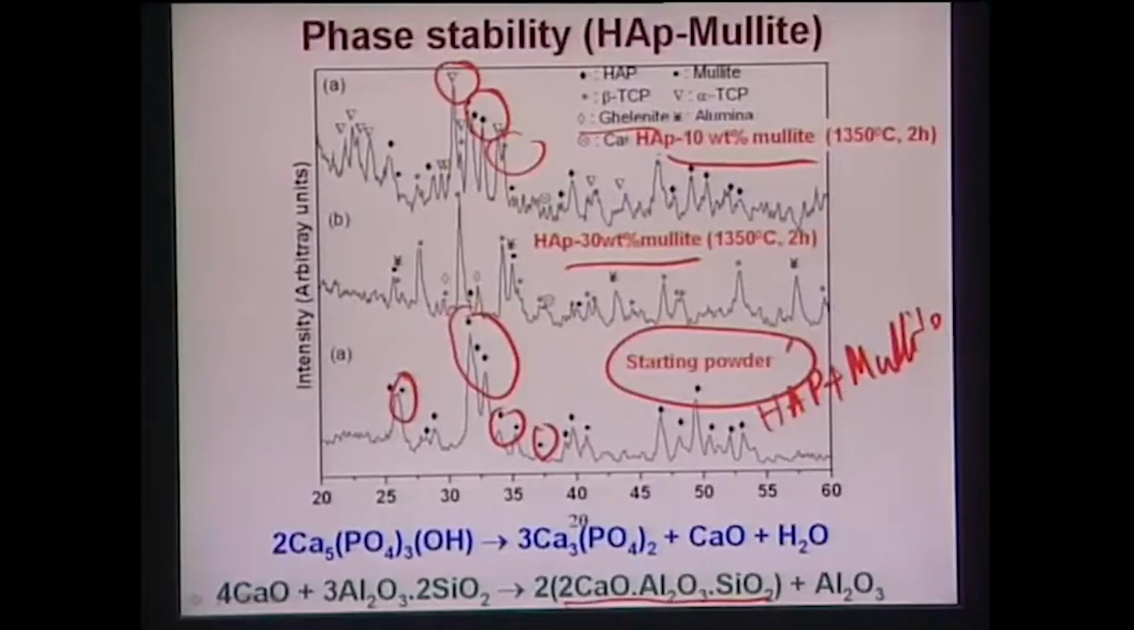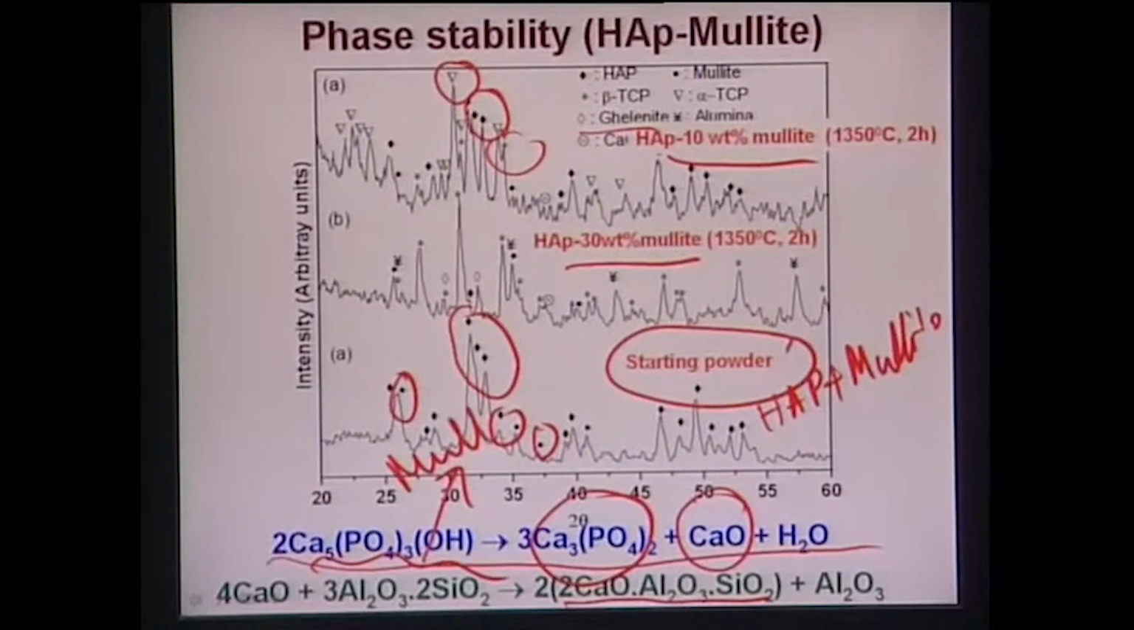Now, what we have proposed is that if you start with this Ca10(PO4)6(OH)2, that is hydroxyapatite, it forms this tricalcium phosphate, TCP, and it releases CaO. Now, this CaO can react with this 3 alumina 2 silica, which is nothing but mullite. So, mullite is the solid solution of alumina and silica, and that is 3:2 ratio.